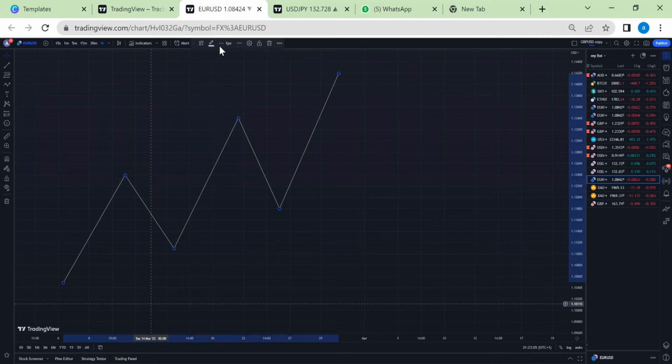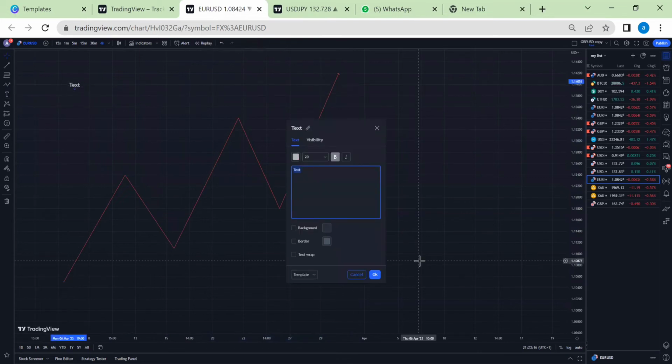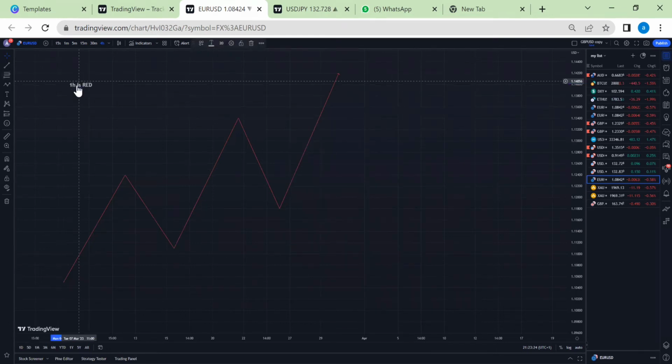Let me change the color of this to red. So let's say 1H is red. Okay, let's say 1 hour time frame is red.